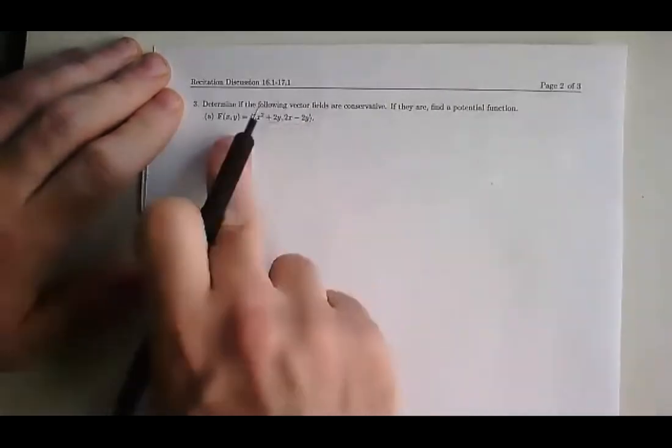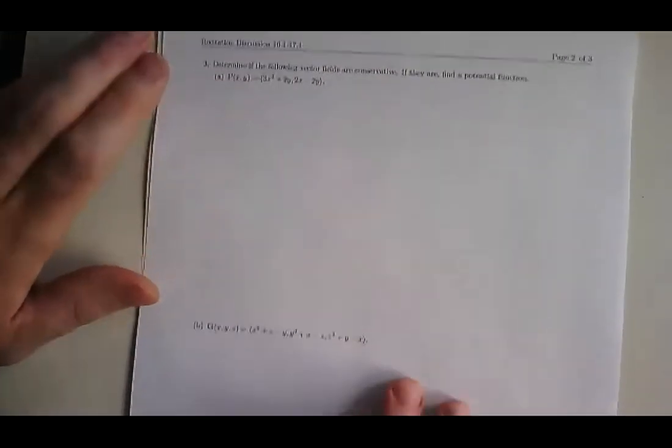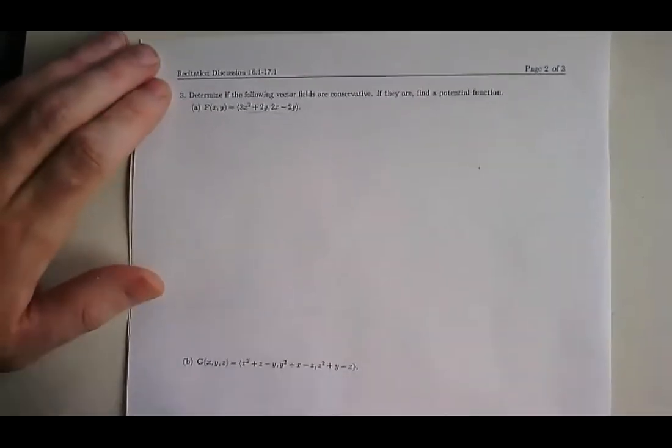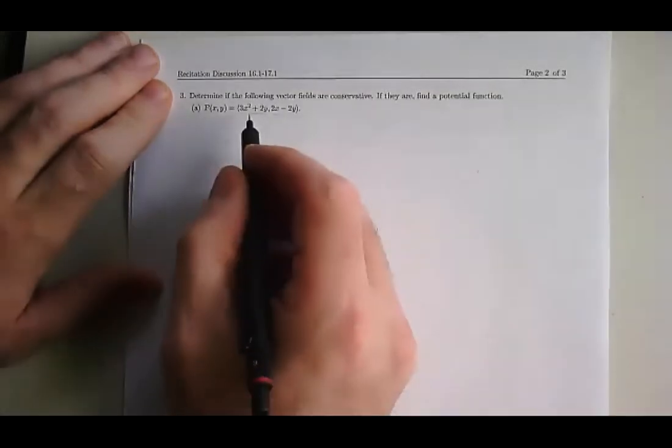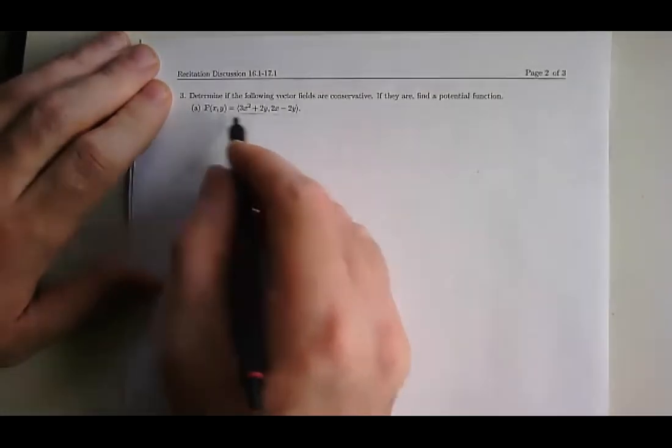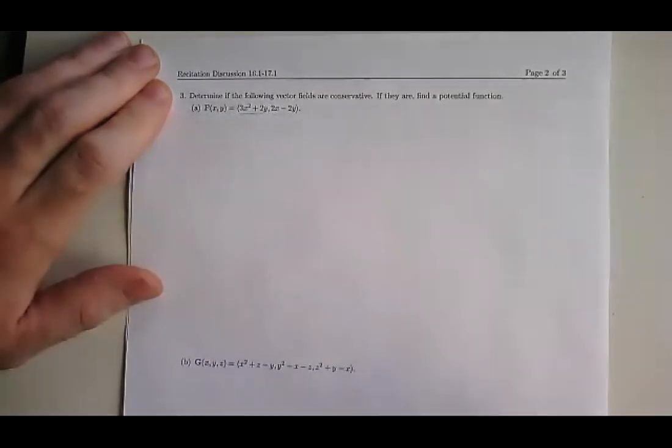But let's see if we can figure out whether the 2 vector fields given here are conservative. So they ask if it's conservative. The easiest way to know if a vector field is conservative is to ask whether f here could be the gradient of some other function.